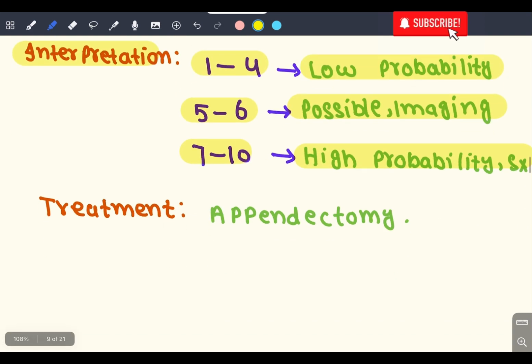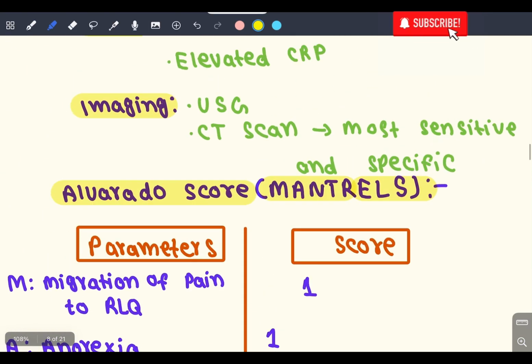And now, coming to the treatment, the most suitable treatment is appendectomy, that is a surgical removal of the appendix that is inflamed. So this is acute appendicitis.